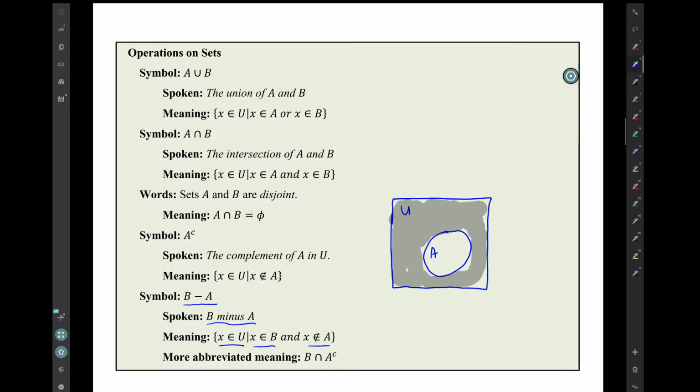A more abbreviated description of this is the following: B intersect A complement. We can illustrate the set difference with a Venn diagram. Let's go on.